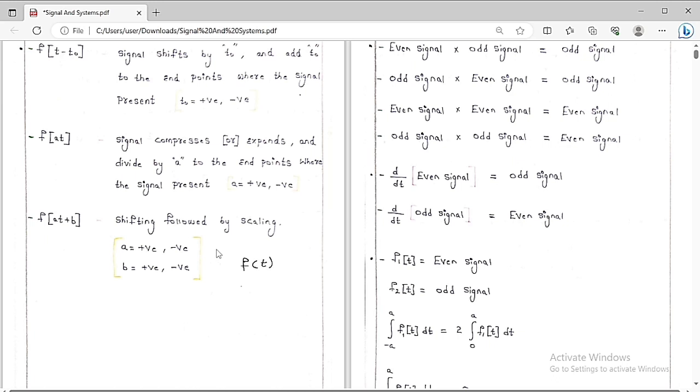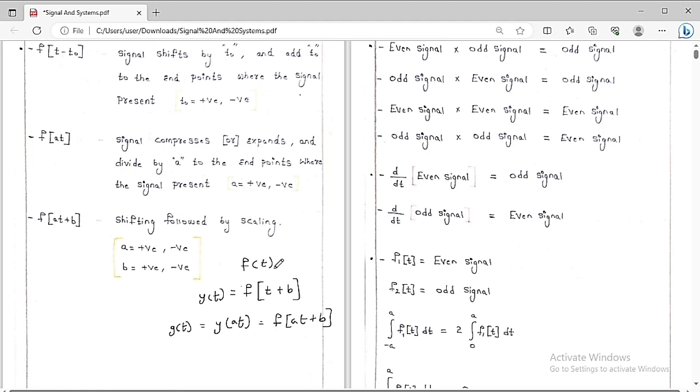What will I do? First I will do the shifting property. Let me go for the shifting property like this. Suppose some signal y of t is there. Now I am going to the shifting property, and then I will do the scaling property. So y of t is there, then you are going to get f of at plus b. You can see clearly, first I did the shifting, then I did the scaling.